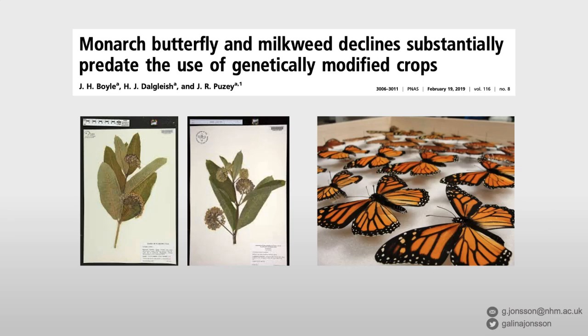So those that have used collections for long-term trends have often received a fair bit of criticism. One example is Boyle and colleagues, who I'm sure are great scientists, but they estimated abundance from specimens for the monarch butterfly and its milkweed host plant throughout the 20th century. And they corrected for this inconsistent specimen sampling effort by basically dividing the number of, and this was in the US, so dividing the number of US monarch specimens by the total number of US Lepidoptera specimens.